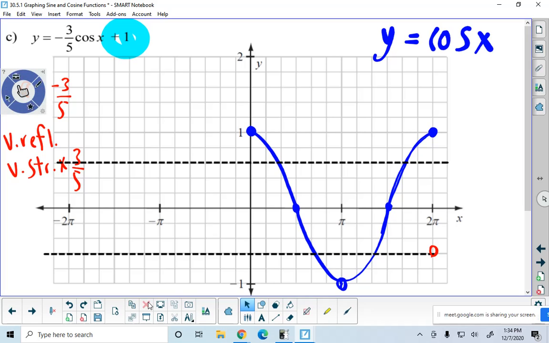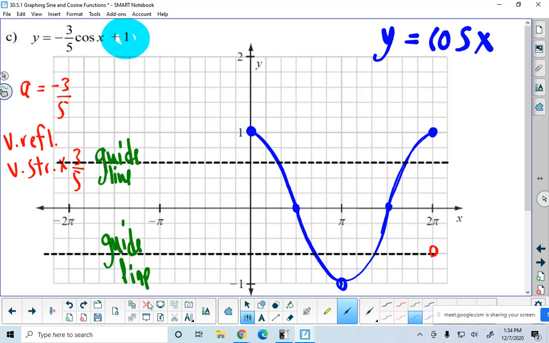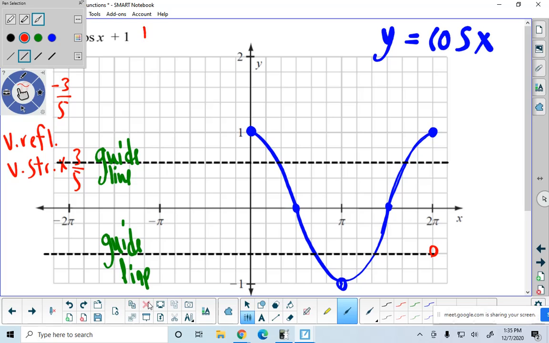I'm going to call this a guideline. There's a guideline there. There's a guideline here. I don't care what I draw in between those two guidelines. The fact that we have +1 at the end means k is 1, so we shift 1 unit up. I hope that this is something that is not even anything you need to think about. If k is 1, it shifts up 1.